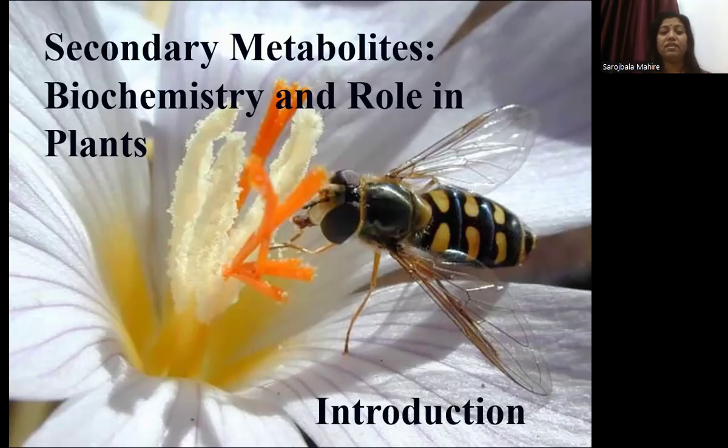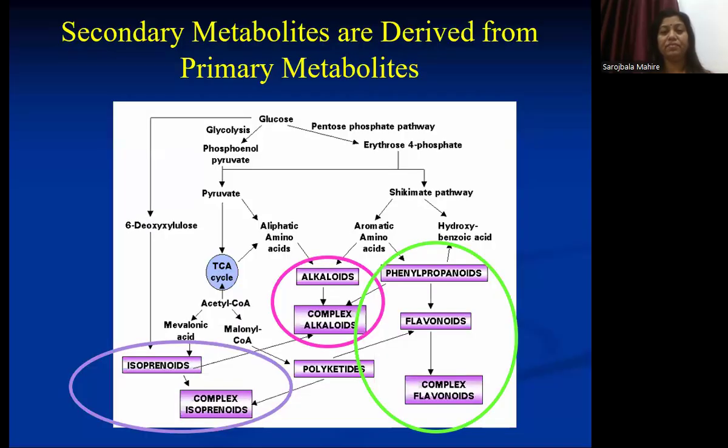So we will see the introduction as a part of plant mechanism or uses for plants, as well as insects or animals that depend on them, as well as human beings also. We will see it one by one. First we will see secondary metabolites and what primary metabolites are. The most important thing is that secondary metabolites are in most cases derived from the primary metabolites.